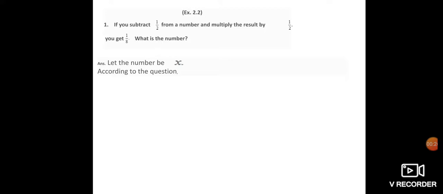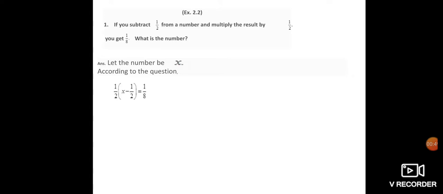If I read the question for you, the question says, if you subtract half from a number and multiply the result by half, you get 1 by 8. What is the number? For it, we don't know the number. First of all, we have to assume the number. So, let the number be x.